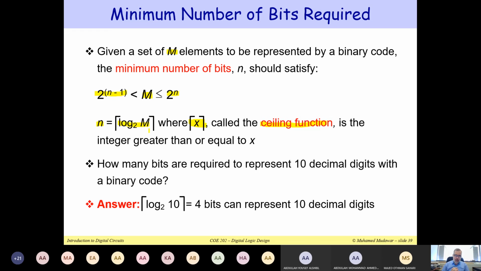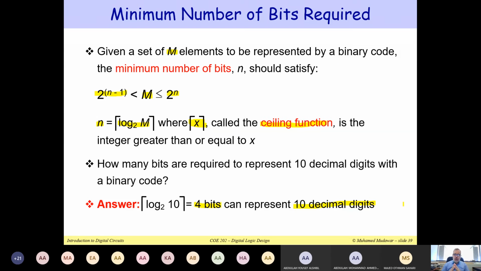So the answer here will be log base 2 of 10, which is 3 point something. It's greater than 3 but less than 4. So we take the ceiling function, and therefore it becomes 4 bits. So we use 4 bits to represent 10 decimal digits. So this is called coding.